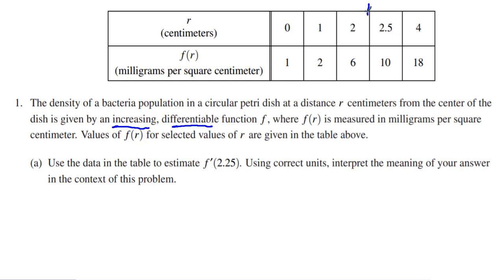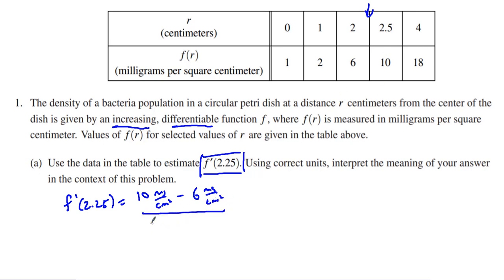You can see f prime of 2.25 is right in the middle of 2 and 2.5. When we hit f prime, we're taking a look at the derivative, and the derivative is the slope between these 2 points. So f prime of 2.25 is 10 milligrams per square centimeter minus 6 milligrams per square centimeter, all over 2.5 centimeters minus 2 centimeters. We're doing kind of the average rate between these 2 points, and we end up getting 8 milligrams per centimeter cubed.